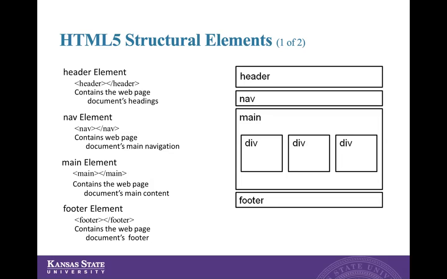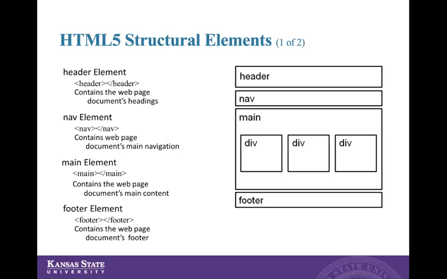Then we have our nav element. Usually that's going to go right below the header, or it might go to the left if we're doing a vertical nav. That's going to have the links for all the different parts of our site, like about, contact us, or if we're selling something, catalog. All the different links that take us to different parts of the site, we're going to put inside a nav element.